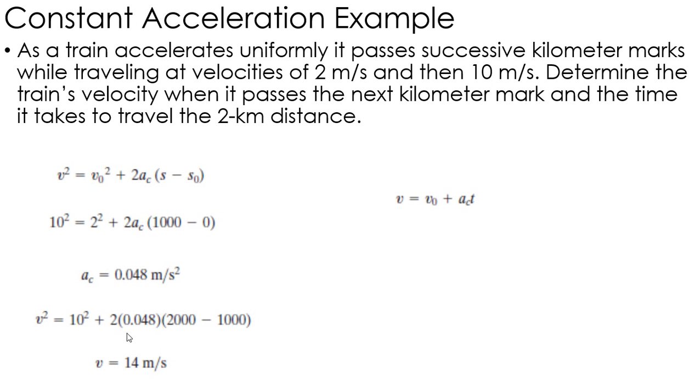I'm going to use the velocity as a function of time because, again, I know my final velocity is 14. I know my initial velocity was 2. I know my acceleration was 0.048. I can just solve this equation for time. So, again, knowing the final and initial velocity, I could do this. I also could have done it knowing the final and initial position. Either way, I needed to calculate the acceleration before I did that. Plugging all of that in, I get a time of 250 seconds.